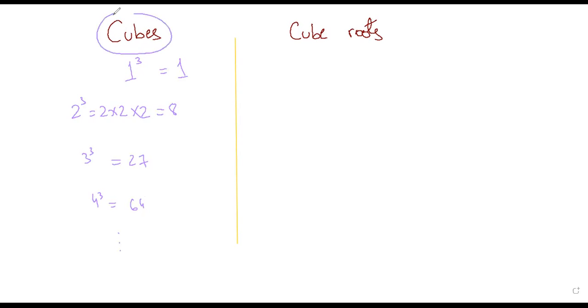Cube of a number is just multiplying the number 3 times with itself. 3 cubed is 3 multiplied by 3 multiplied by 3. Okay? Cube is simple. Cube root, you can only find for perfect cubes. For example, let's say you've been asked to find the cube root of 64.